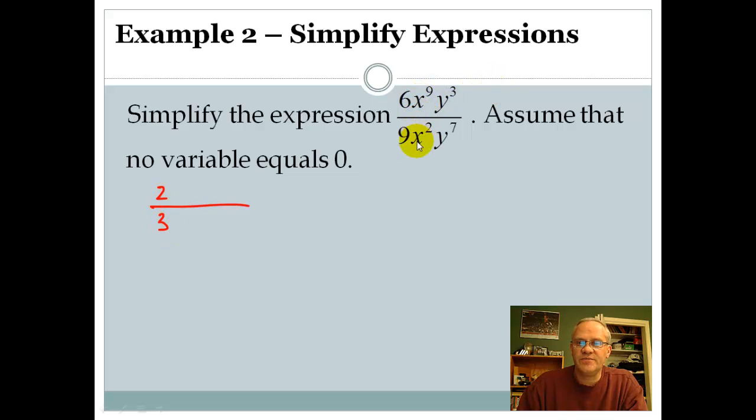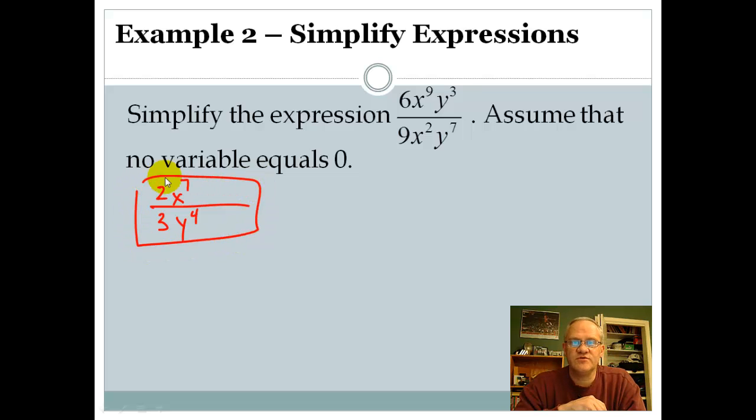And then I've got the x's need to be combined, so what can I do? 9 minus 2 is 7. Where's it going to go? On the top, because the bigger one was on the top. So we got x to the 7th on the top. And then with the y's, I can subtract, and I can do 7 minus 3 is 4. But where's that going to go? That's going to go on the bottom, because the bigger exponent was on the bottom. So since you did 7 minus 3 is 4, that's going to be on the bottom. And so in this case, that's your simplified version.